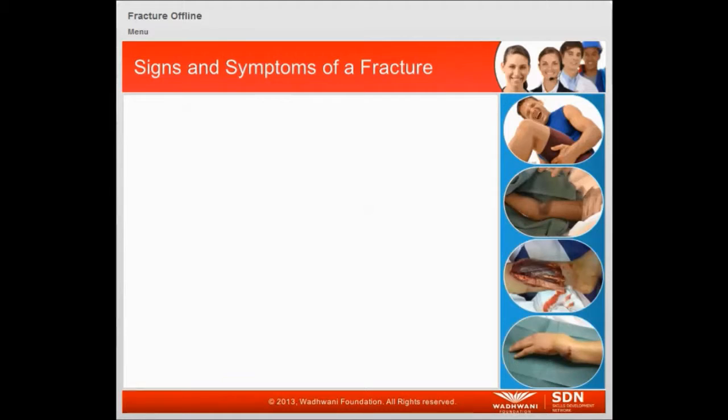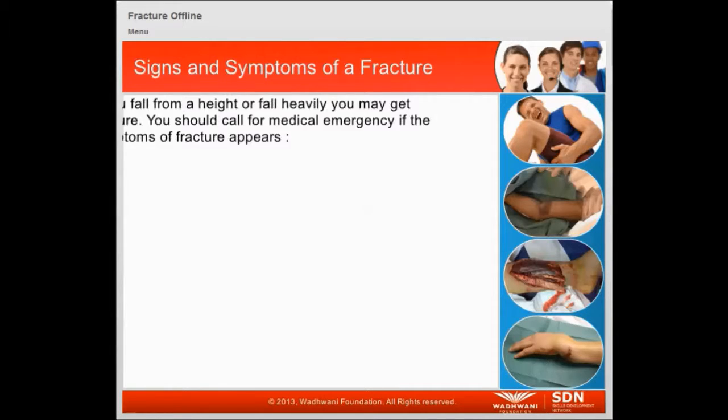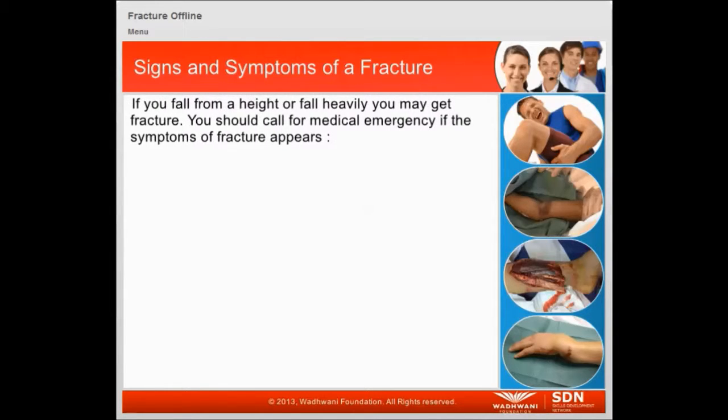We can recognize a fracture by its signs and symptoms. Let us now see what are the signs and symptoms of a fracture. If you fall from a height or fall heavily, you may get fractured. You should call for medical emergency if the following symptoms of fracture appear.